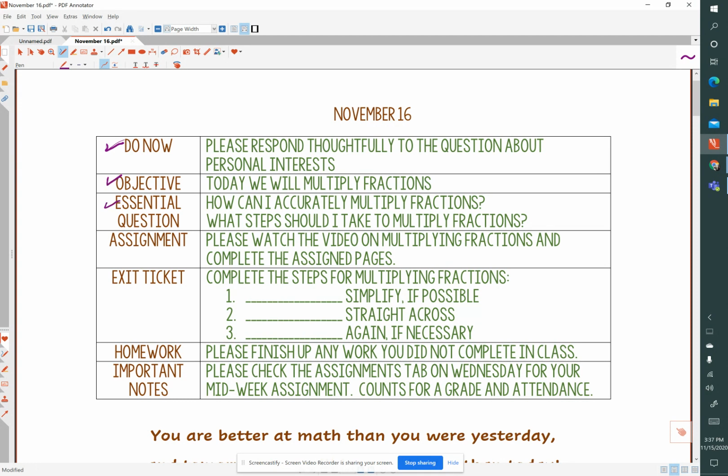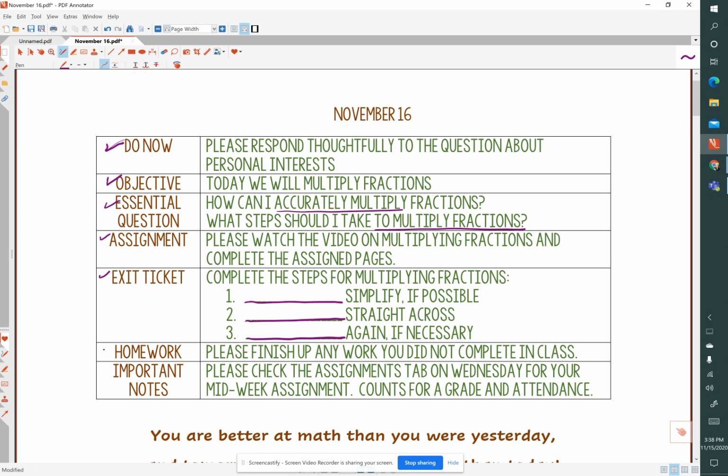Our essential questions will be, we have two today: how can I accurately multiply fractions? And what steps should I take to multiply fractions? We'll have three distinct steps. Our assignment will be to watch the video and complete our pages, and our exit ticket will ask us to fill in these three blanks. Blank, simplify if possible. These are the three steps for multiplying fractions. Blank, straight across, and blank again if necessary.